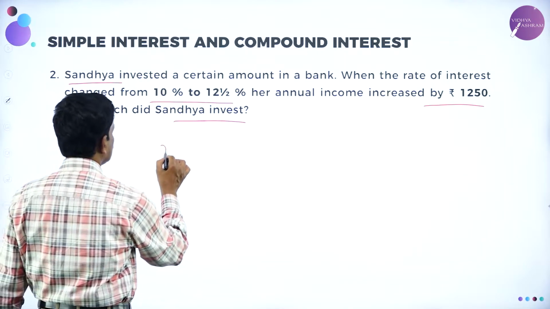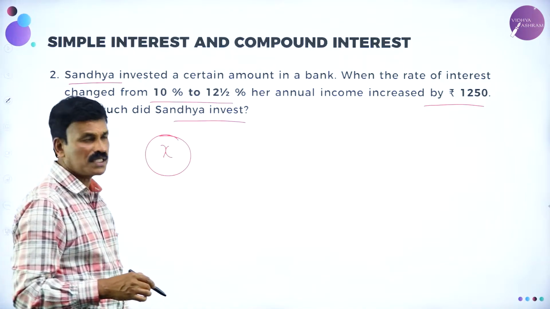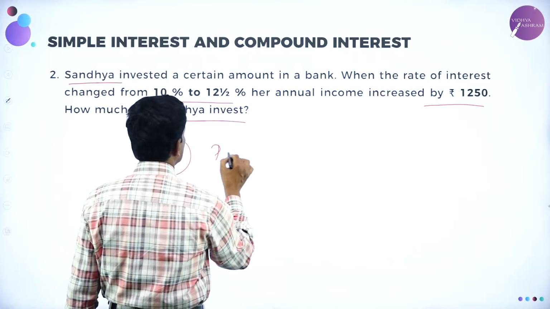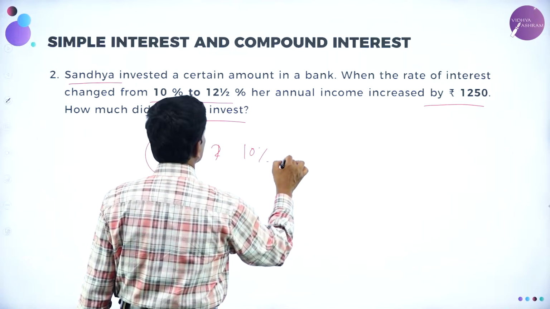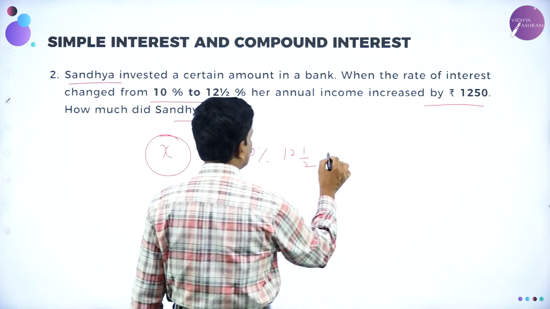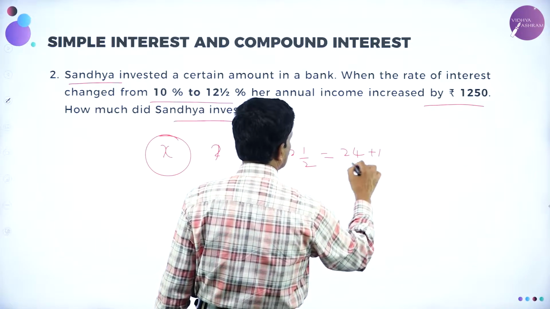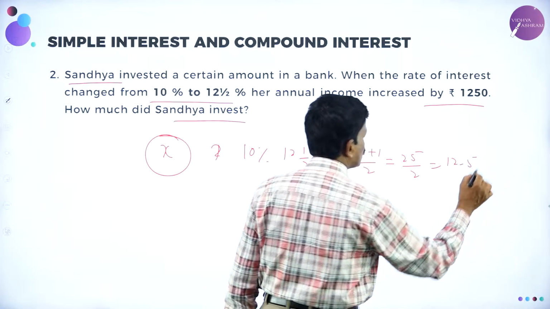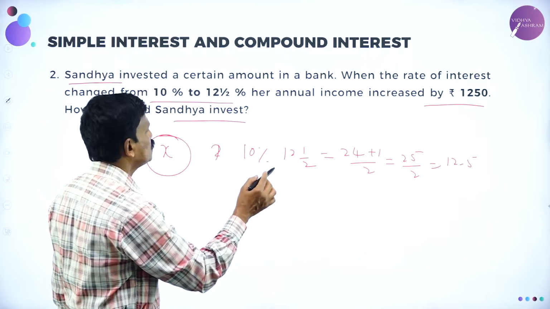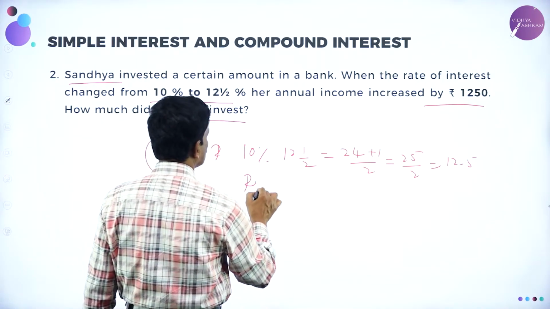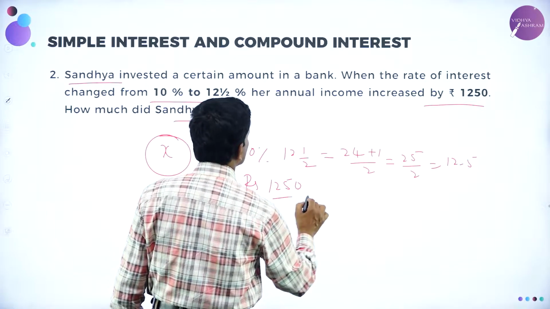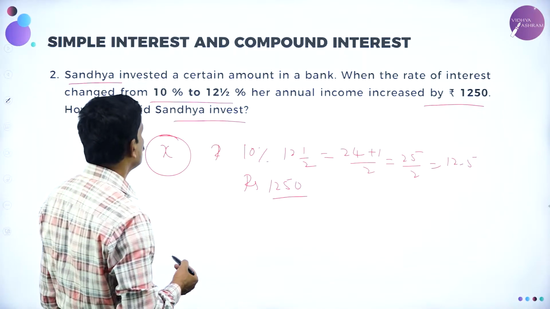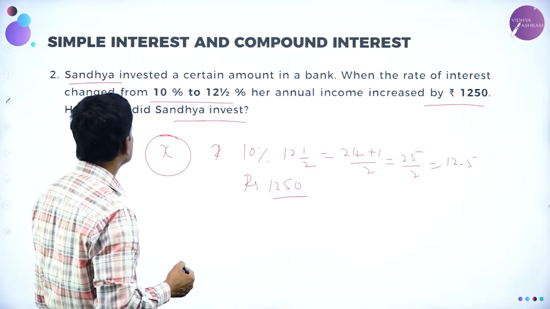So, let us consider she will invest an amount of rupees X in a bank. When the rate of interest changes from 10% to 12.5%, 12.5% means 12 twos are 24 plus 1 divided by 2, that is 25 by 2, which is nothing but 12.5%. Then her income increased, so the income is increased by rupees 1250. How much did Sandhya invest?